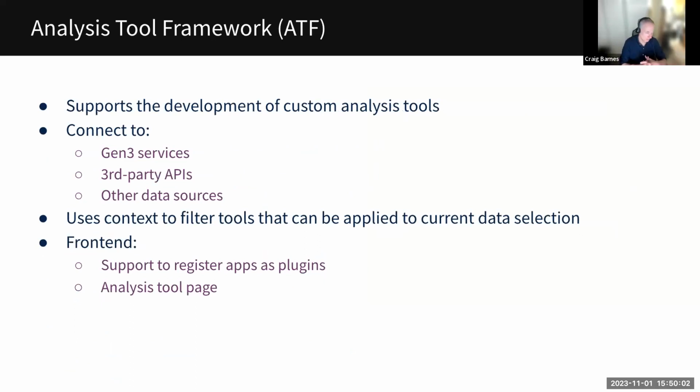We have this service called the Analysis Tool Framework, the ATF. The idea is it'll support development of custom analysis tools. Because it's built out of the core framework, it will use it to connect to Gen3 services, third-party APIs, and other data sources. So you have the ability at this point to build an analysis tool that could use Gen3 services or third-party APIs and do interesting things, whether that's data ingestion, data transformation, or running an AI or machine learning model on top of the data that's stored in your commons. It will have the ability to support that, and of course talk to any data sources you want.